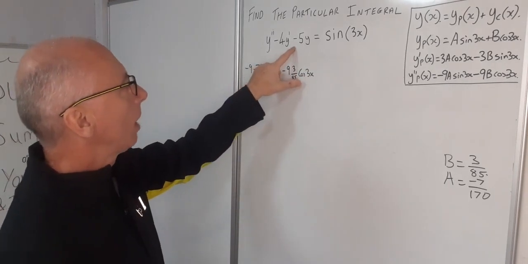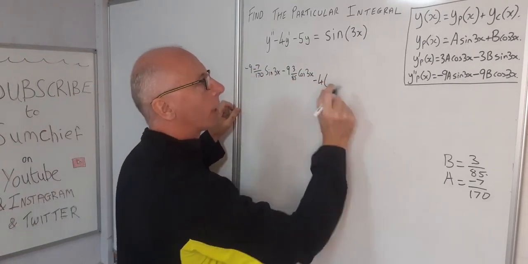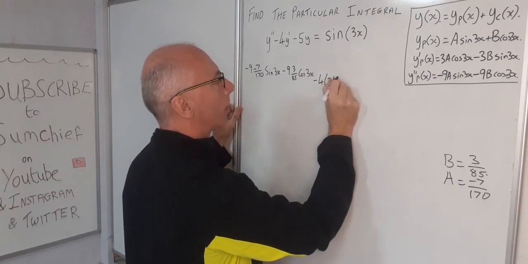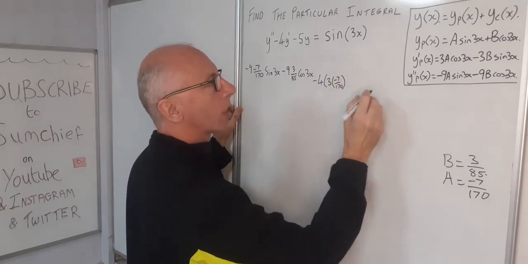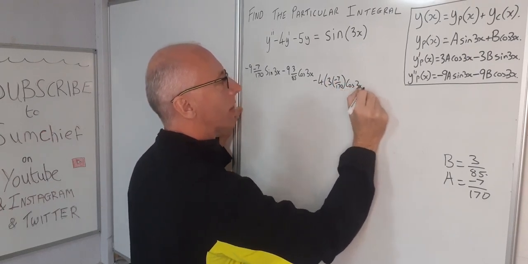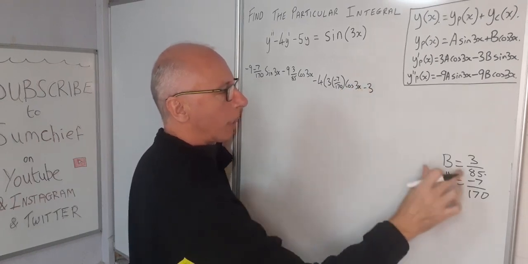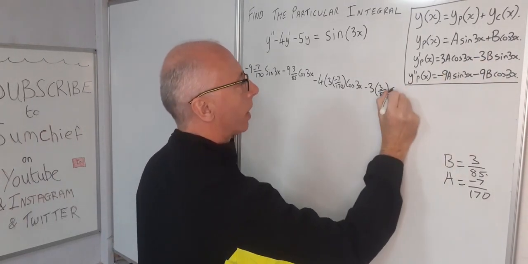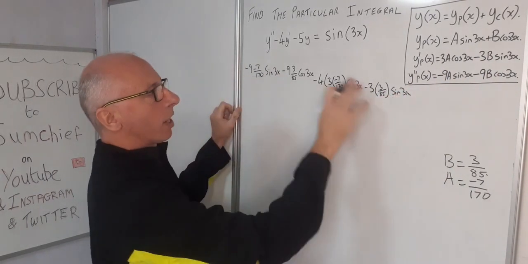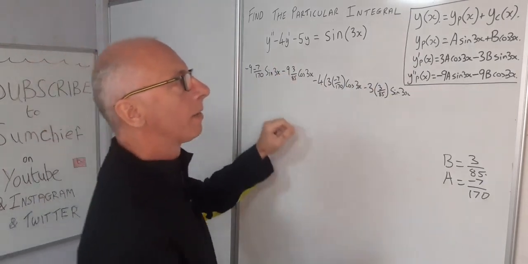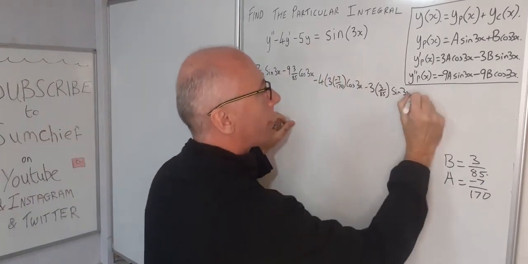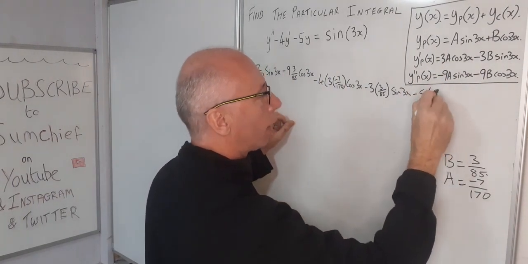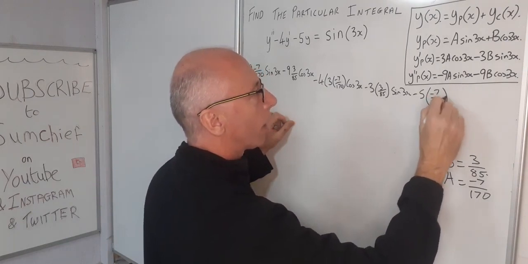Now I've got minus 4 times y prime. So minus 4 times 3 times minus 7 over 170, cosine 3x, minus 3 times b, which is 3 over 85, sine 3x. So I hope you don't mind the curve there, I just want to avoid this box, so we'll get it all in. And then minus 5 times a, which is minus 7 over 170 sine 3x.